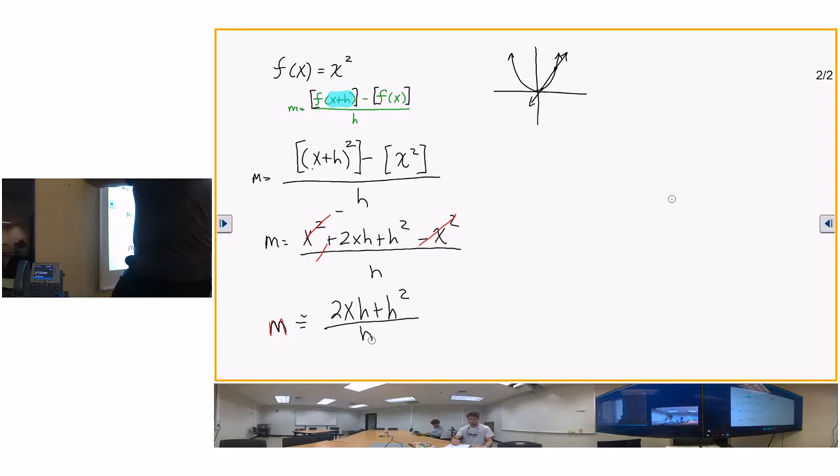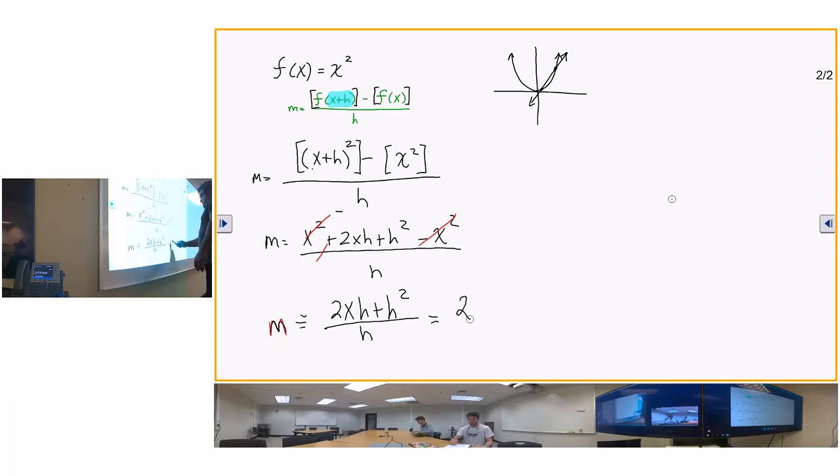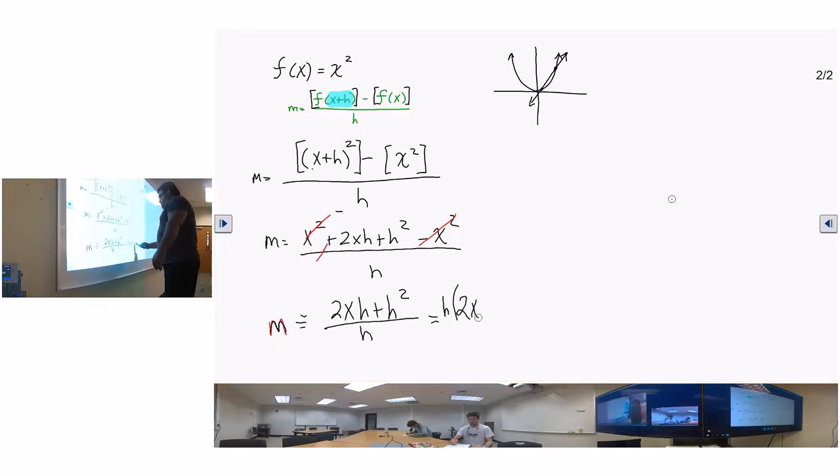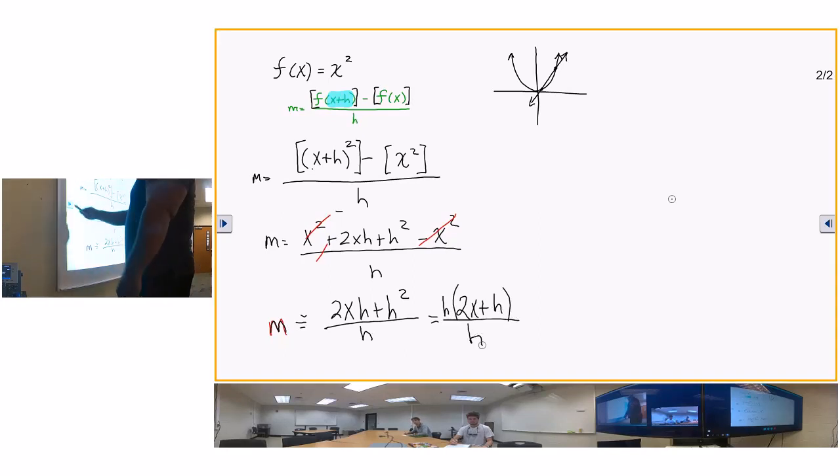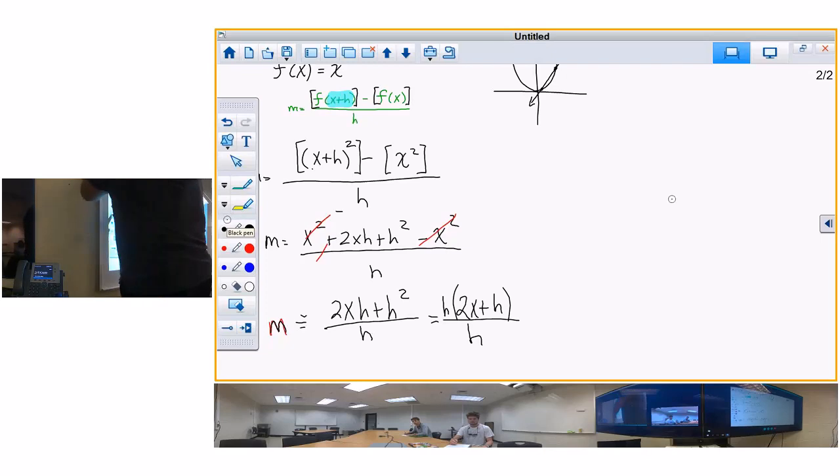Now I can factor out an h in the top and get h times 2x plus what? H, over h. And what happens to the h's? They cancel. Will that happen a lot? Yes.